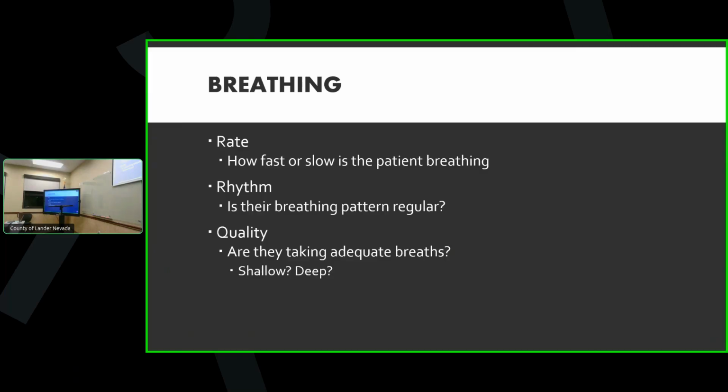Then are they taking adequate breaths? Looking at the patient, you can tell if they're taking a good tidal volume. If I'm sitting there breathing 30 times a minute, really shallow, you'll be able to see that, right? Whereas if I'm breathing 30 times a minute and really, really deep, you can also see that. Those are things you want to look at whenever you're assessing breathing. So our airway, is it patent? Does it need to be suctioned? What kind of oxygen do they need? Rate, rhythm, quality of their breathing.